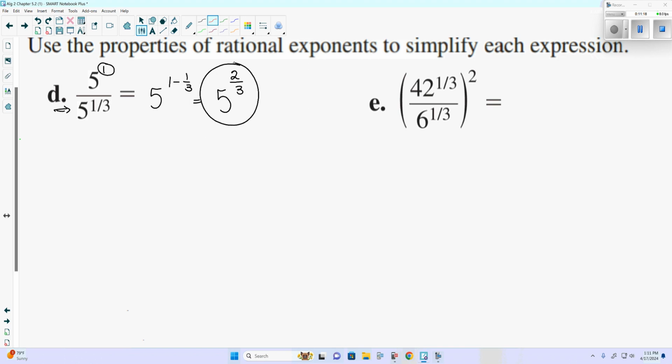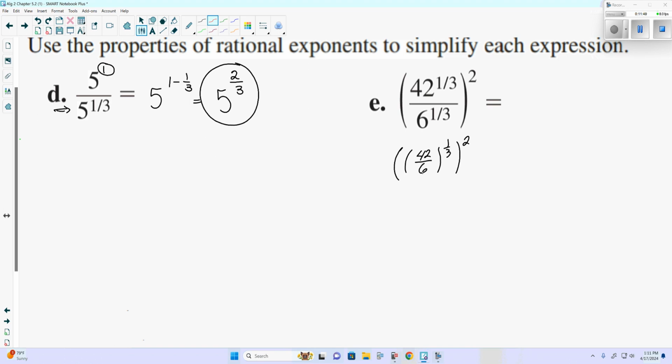Questions on A through D? Are you ready for E? So we have division again. But this time, the bases are not the same. We have 42 and 6. But they do have the same exponent attached to both 42 and 6. Yes? We can, because they both have the same exponent, and those 42 and 6 divide evenly.